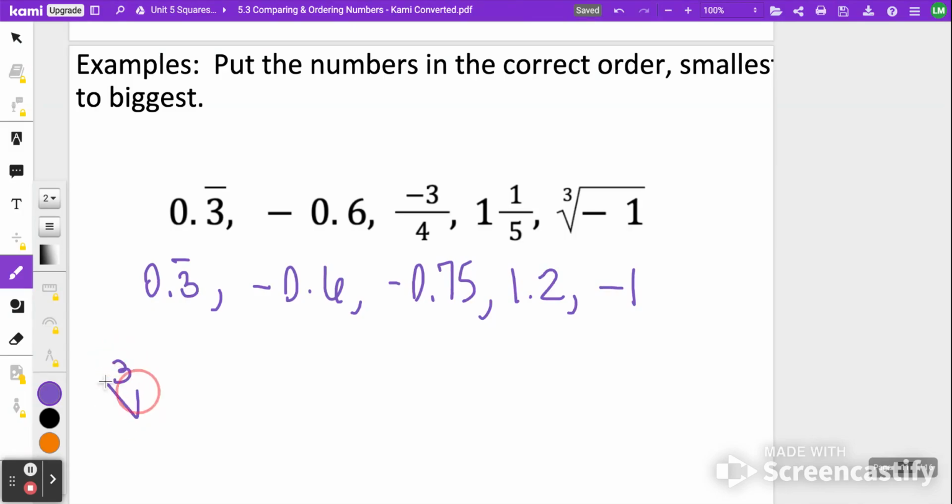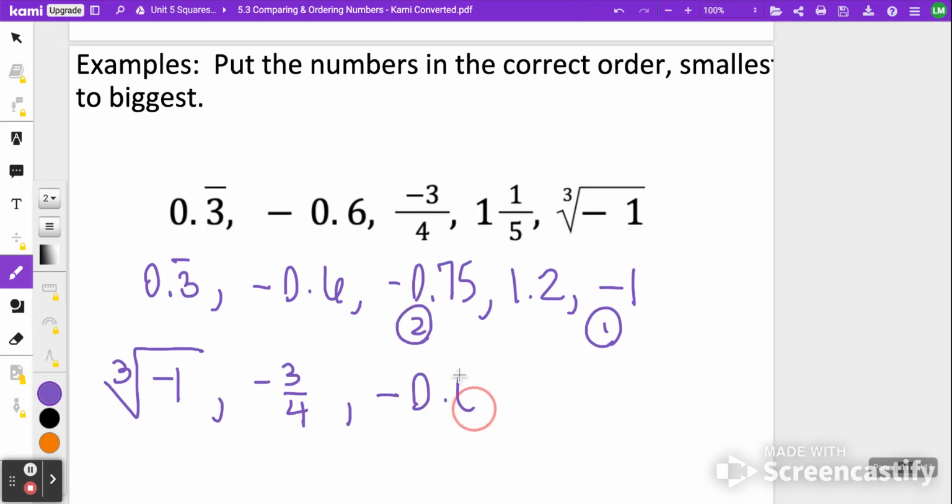So that's going to be the cube root of negative 1. Then my next highest, biggest number, which would be my smallest one, is negative 3/4. Then I've got my negative 0.6. Finally after that, I've got my 0.3 repeating, and last but not least is my 1 and 1/5.